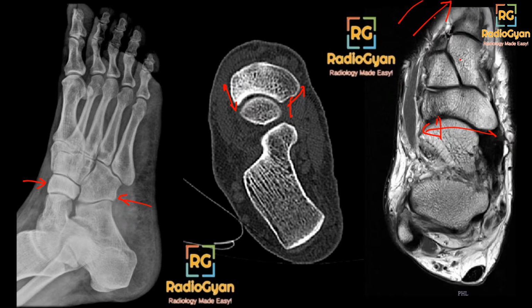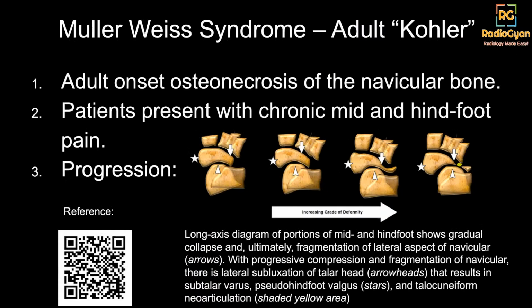So this is what is known as Mueller Weiss syndrome. So this is an adult form of Köhler's disease. So adult onset osteonecrosis of the navicular bone. Patients present with chronic midfoot and hindfoot pain. So it's not a single abnormality. In MSK and in many intricate joints, especially the wrist and the ankle, one abnormality can lead to a cascade of abnormalities. For example, in a wrist, if you get a scaphoid fracture, it will lead to a sequelae of abnormalities. So you have to look for the rest of the abnormalities as well.